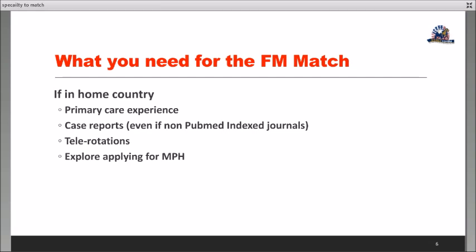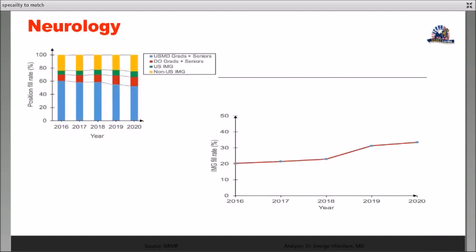It obviously is not as productive or as useful as on-site rotations, but tele-rotations are increasingly getting importance now. And of course, like I mentioned, MPH is a good option to explore if you are in your home country and are looking. If you are in the US, of course, nothing beats primary care rotations. And relevant research, there is enough research to be done in primary care. So it's not that FM doesn't count research. Relevant research will always be useful. And we also carry out research projects with our students. So look that up. Research will always be useful.